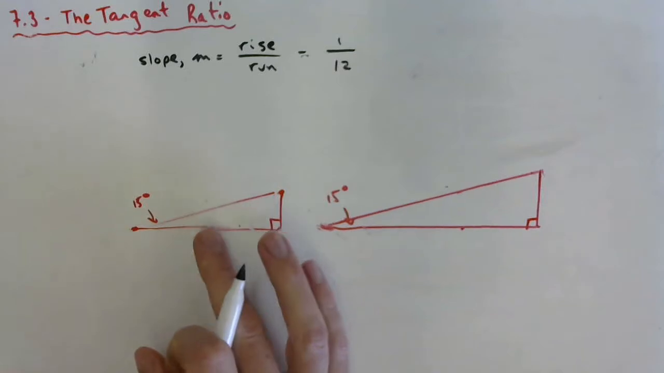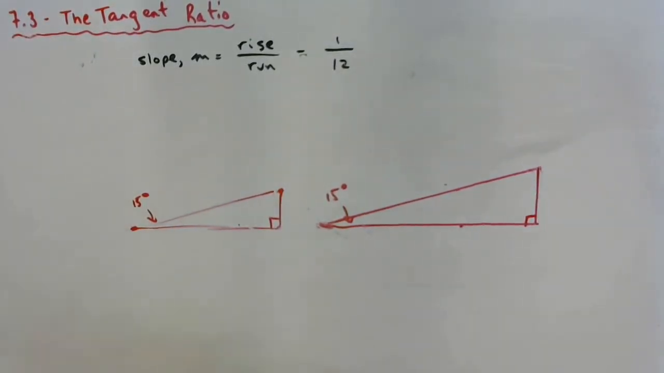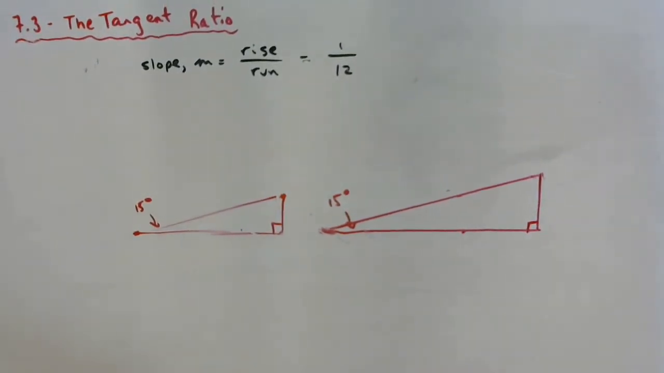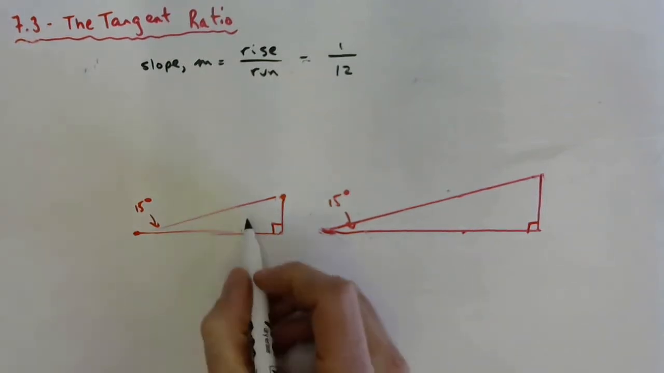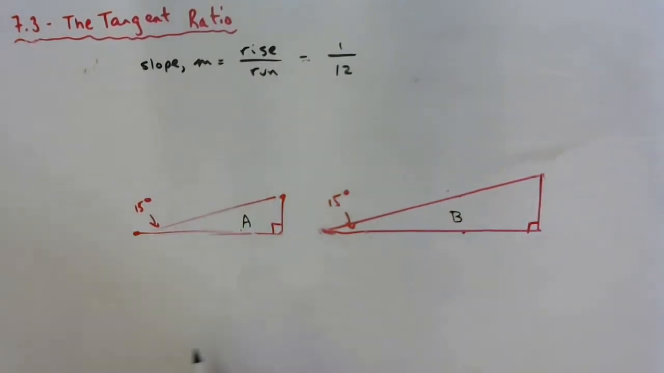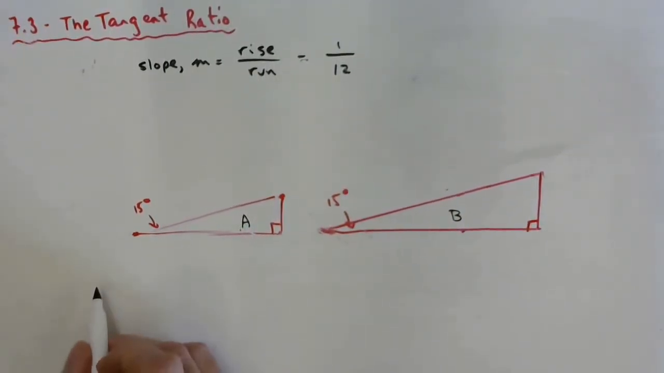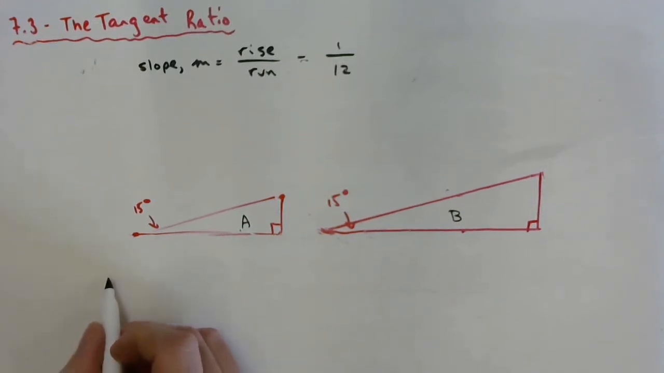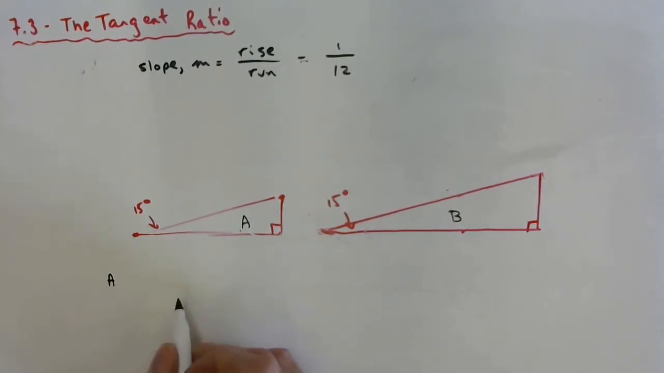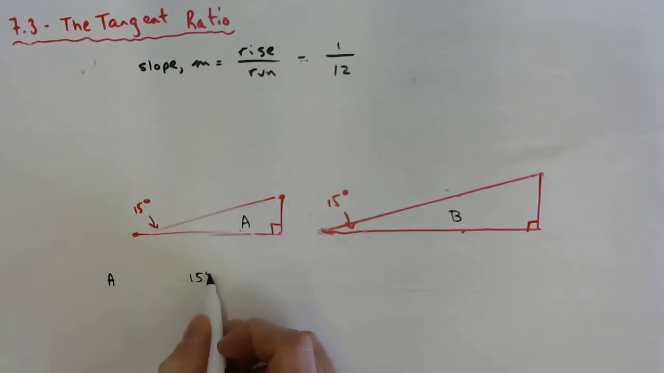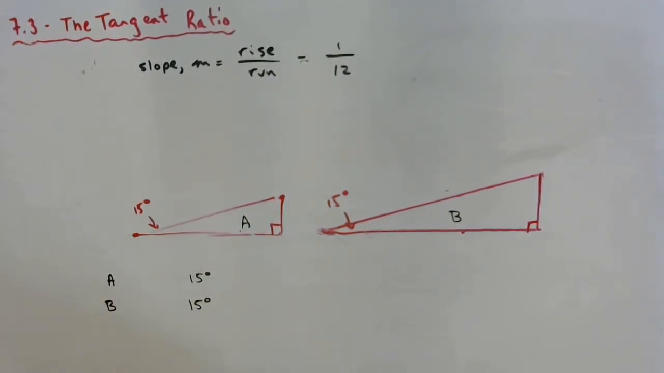Okay, I'm going to erase that for a second. We're going to keep that in mind. Hopefully you're building on what you already know. And we're going to come back to that. So let's call this triangle A. Let's call this triangle B. And you have a little diagram, you have a little table at the bottom. Okay, let's talk about triangle A. The slope angle is 15 degrees. Triangle B, the slope angle is also 15 degrees.